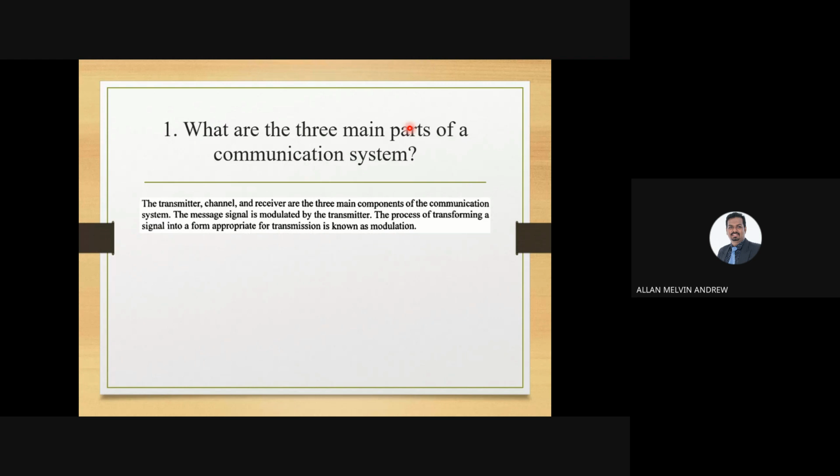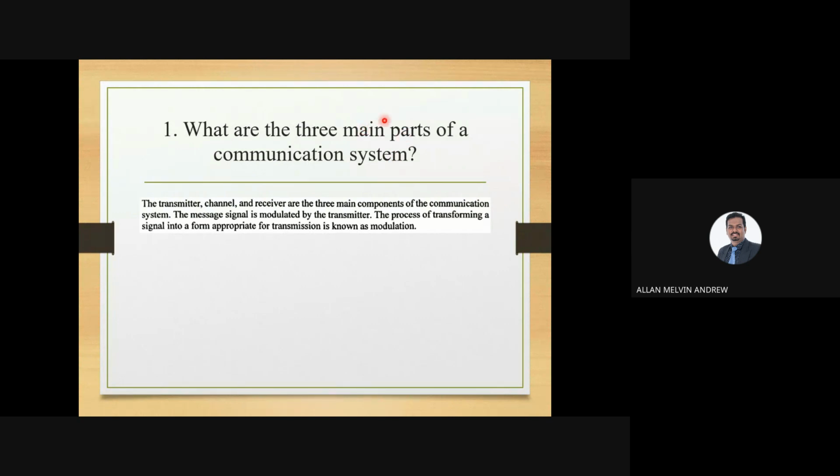You cannot eliminate them. At times, like an amplifier, it is optional. So that is not a main part; it is an optional part. So read the question properly. What are the three main parts? The question says main parts of a communication system.